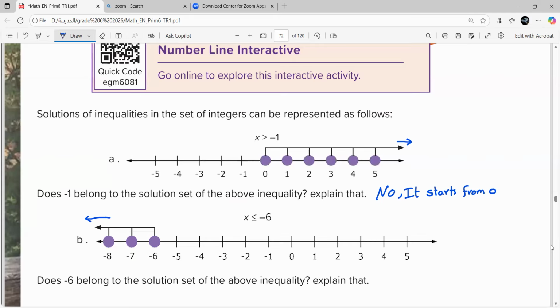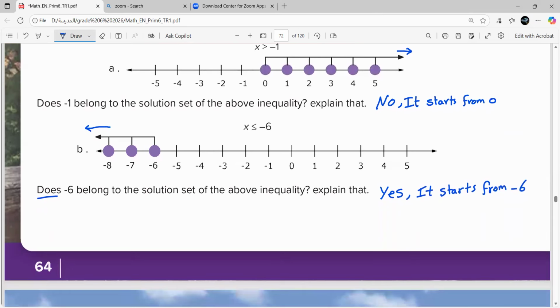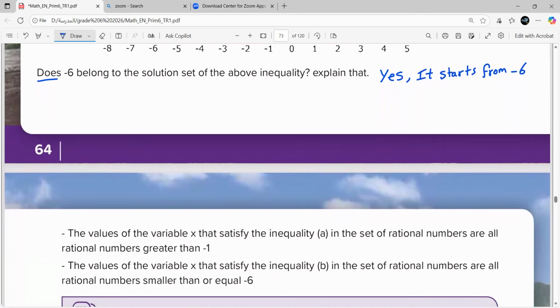The question is, does -6 belong to the solution set of the above inequality? The answer is yes, because it starts from -6. So the solution set starts from -6. Very good.